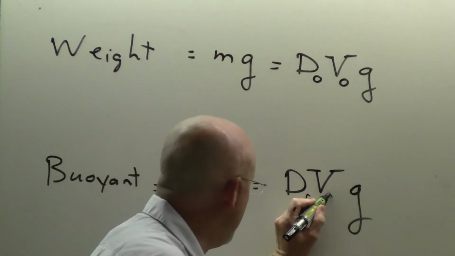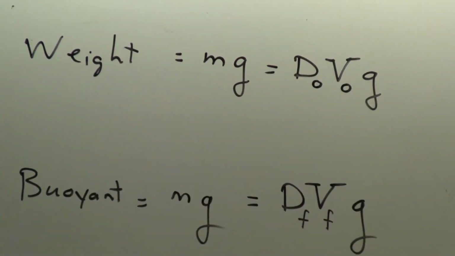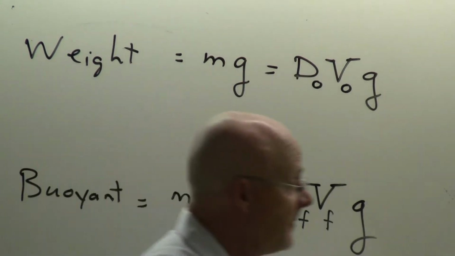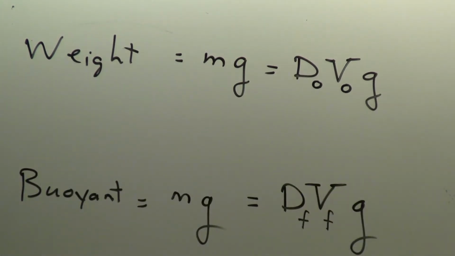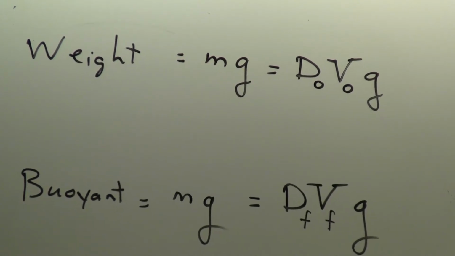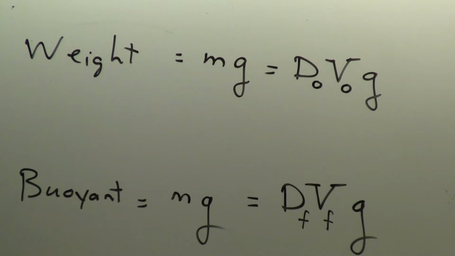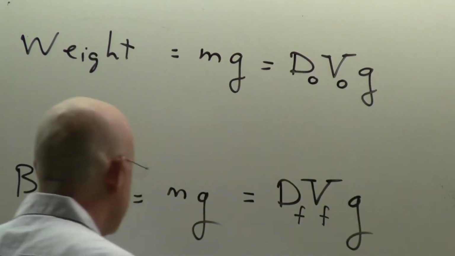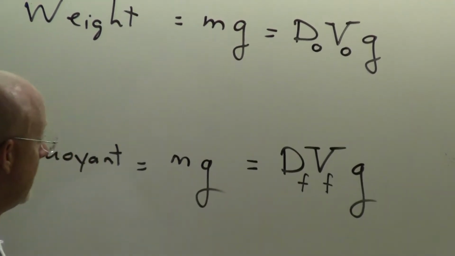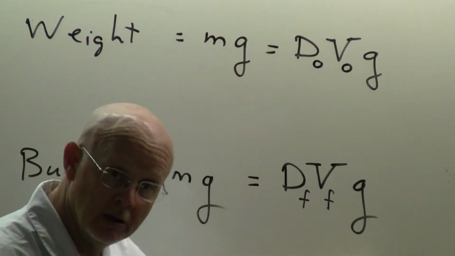And then I need the volume of the fluid displaced. And so that's an important subtlety here. So, is there a buoyant force? Yes. What is it caused from? Well, the pressure difference. That is, the pressure is greater under it than on top of it. What is the buoyant force equal to? Well, it's equal to the weight of the fluid displaced. How do you calculate it? You calculate it like you would calculate any other weight. It's density times volume times g.